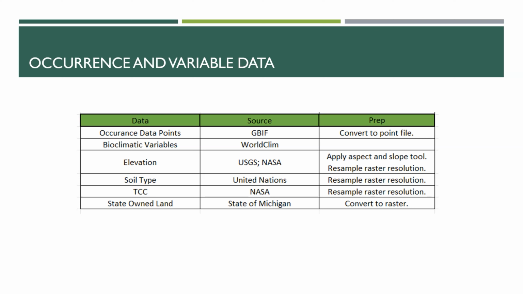The elevation data will be obtained through USGS provided by NASA, and the elevation raster will be used to extract the slope and aspect across the state. And the soil data will be obtained from the United Nations database, and tree canopy cover, or TCC, will be obtained from NASA as well. A shapefile of Michigan's state land will be obtained from Michigan's GIS portal, and this is to focus efforts on public land rather than private land. And the rasters will be resampled to the same resolution as the WorldClim dataset.